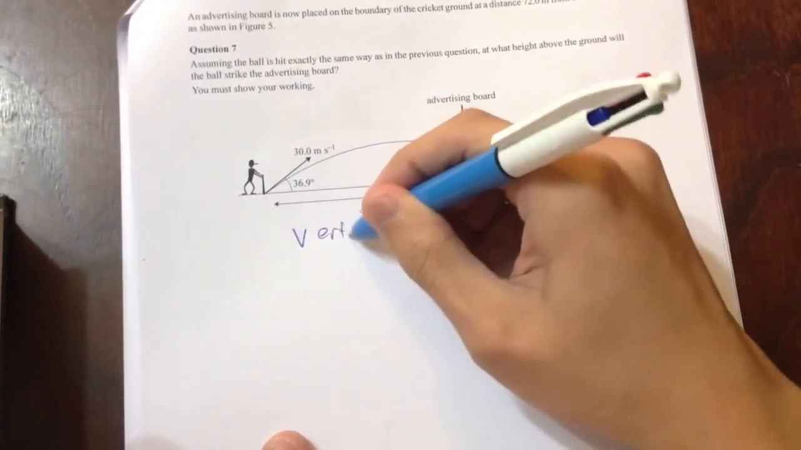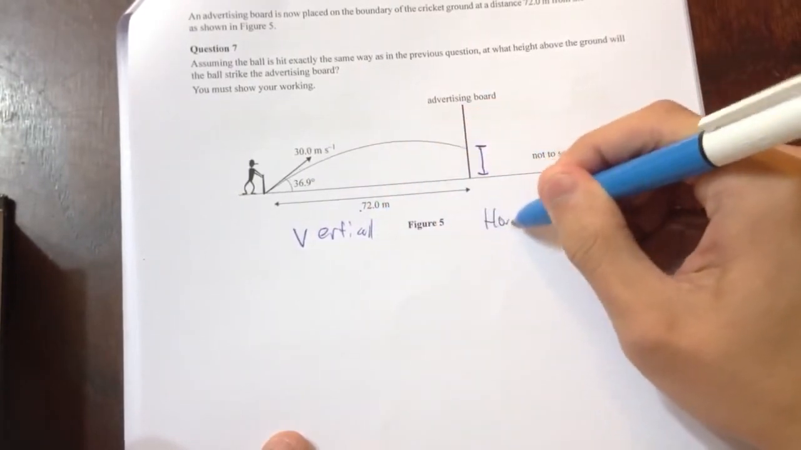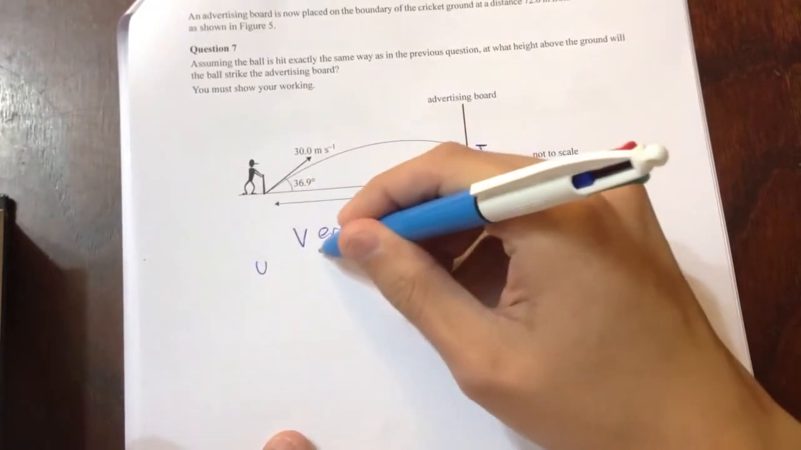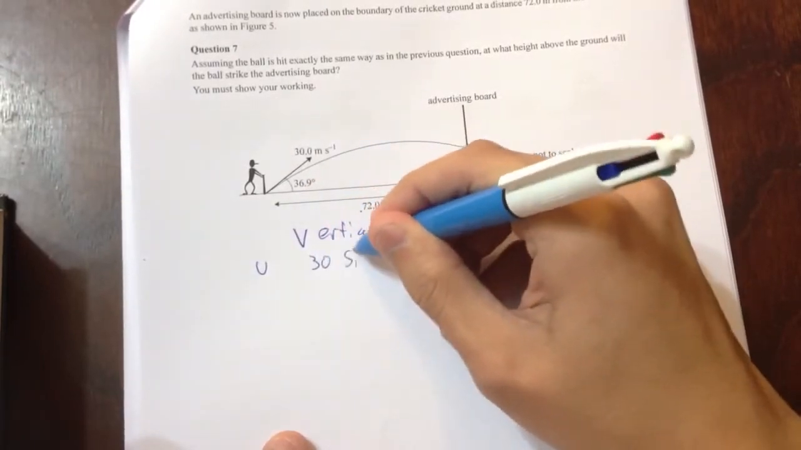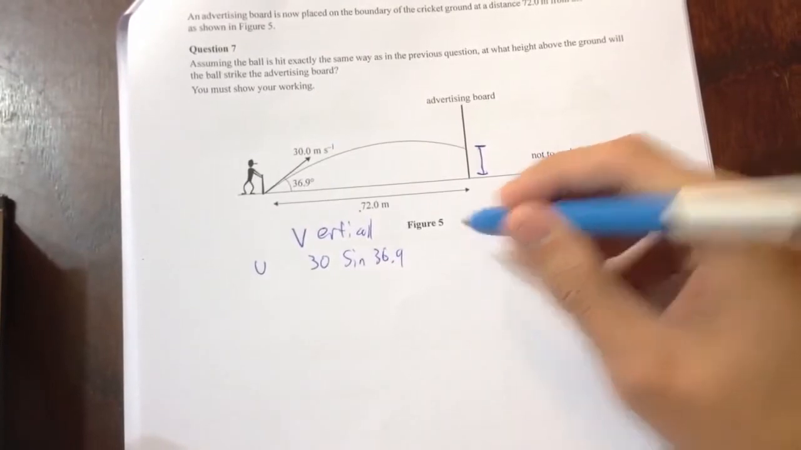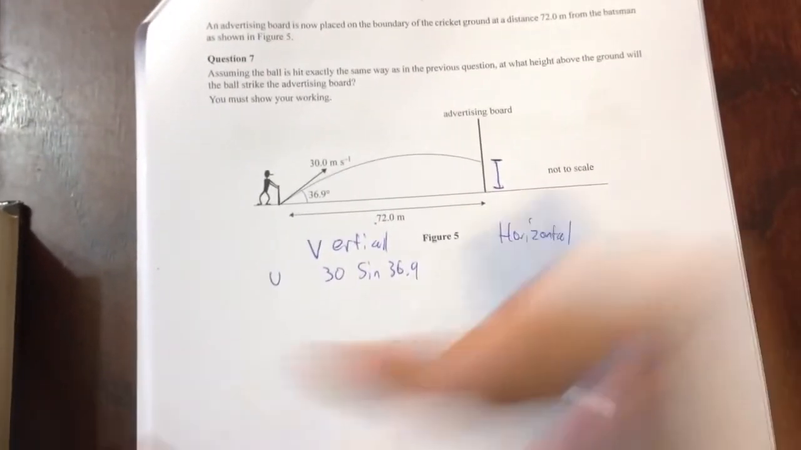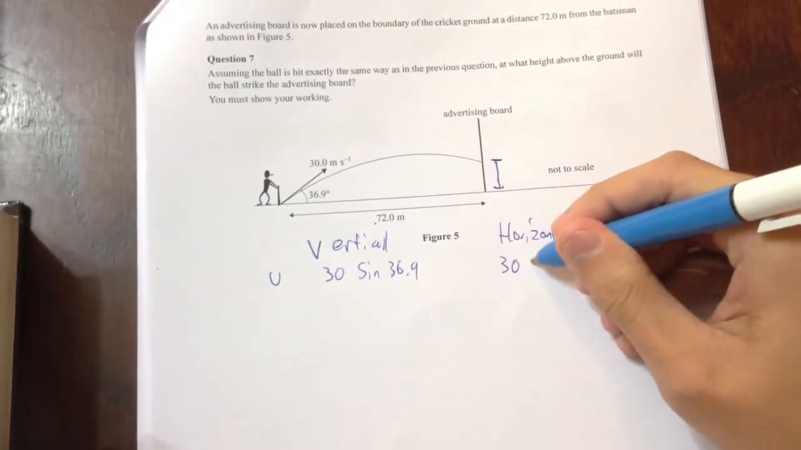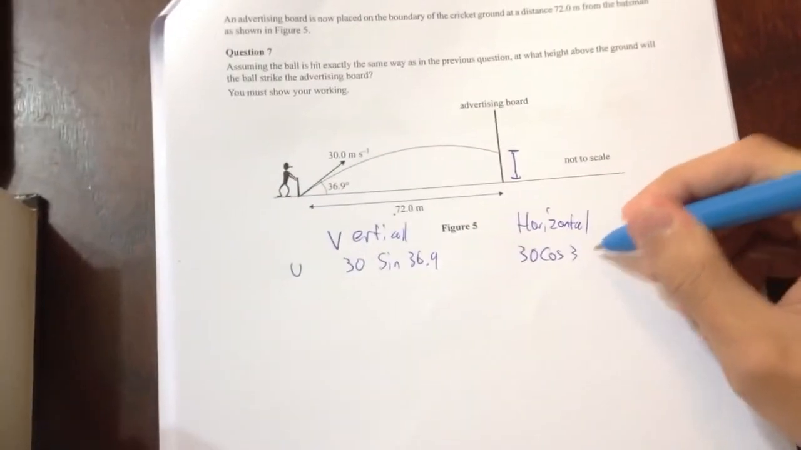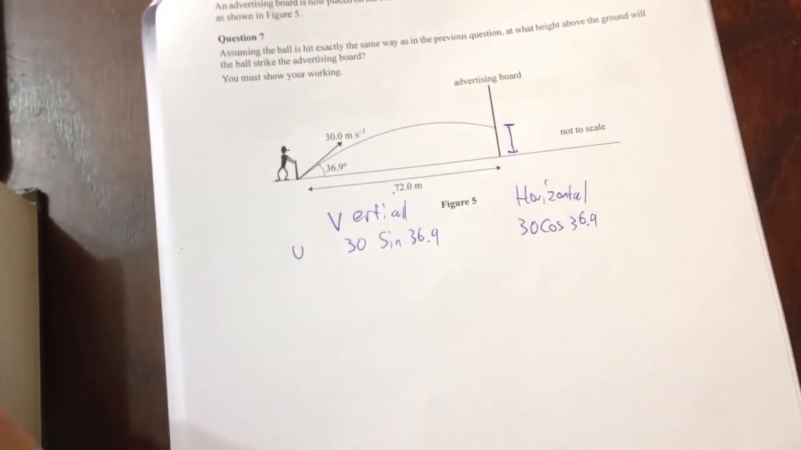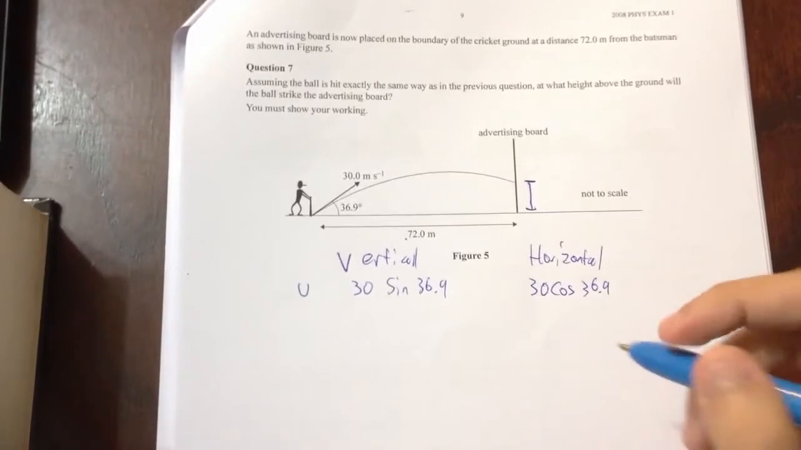So vertical and horizontal. The initial velocity is 30 sine 36.9. Camera shaking a bit. This one is 30 cos. Has it been like that the whole time? Oh well, I'll try and stabilize it.